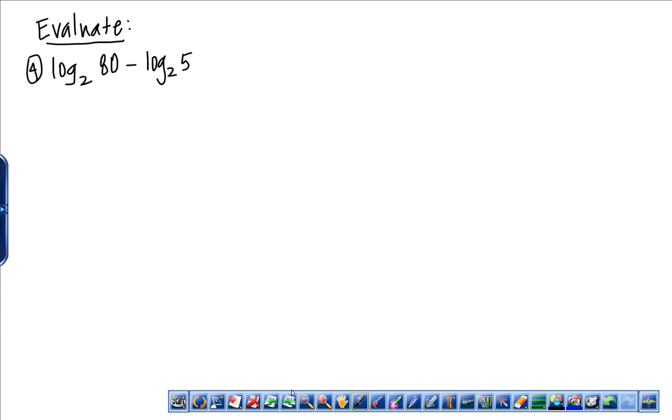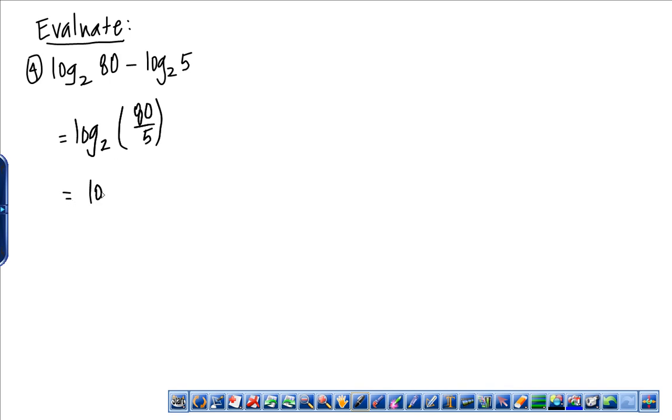Okay, let's see what we've got next here. Okay, the next one says to evaluate. Now, there's a couple of ways you can do this, but I would use my rules. And remember, a minus means to take your logs because they're the same base. I'm going to write it as 1. So I'm basically condensing it first. So log base 2 of 80 over 5. And then I can simplify 80 over 5.